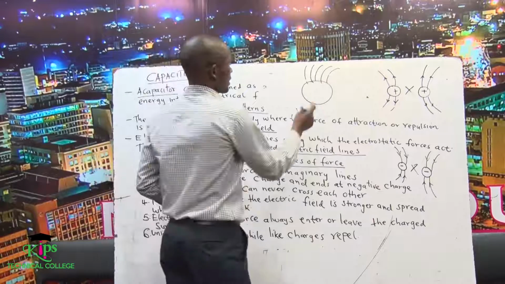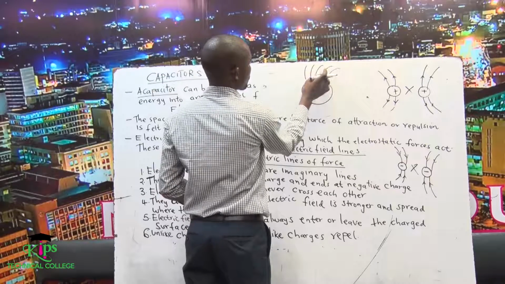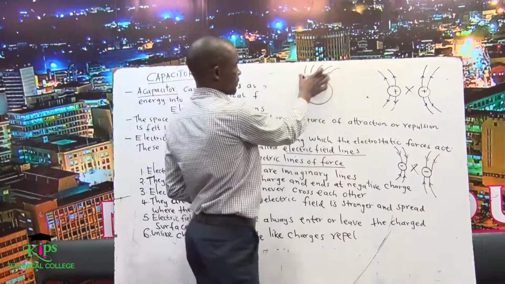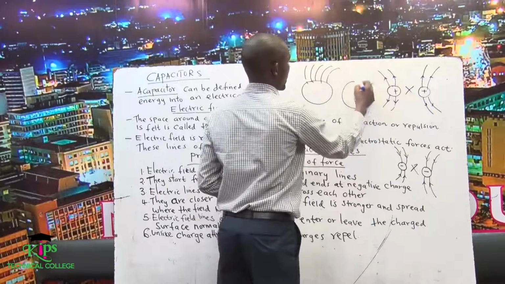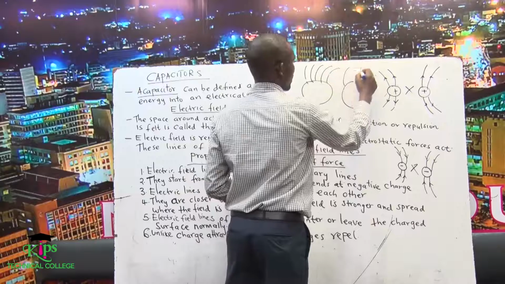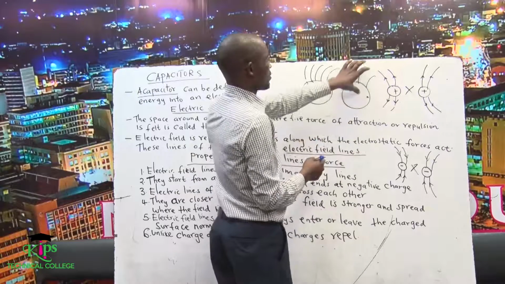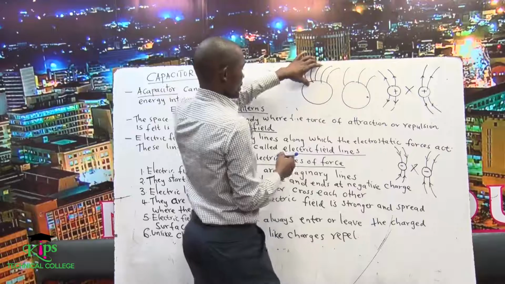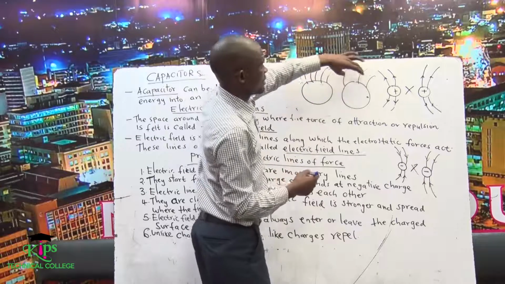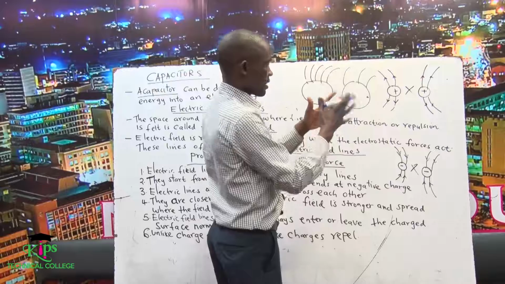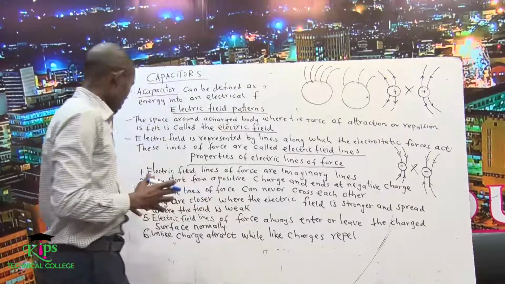So it means if these lines of force are very close to one another, the electric field is stronger. But if you find they are spread, maybe you only have one there, another one there, another one there, the electric field here is weaker compared to this one. This has a strong field, this has a weaker field, because the closer the lines, the stronger the field. That is what number 4 means.